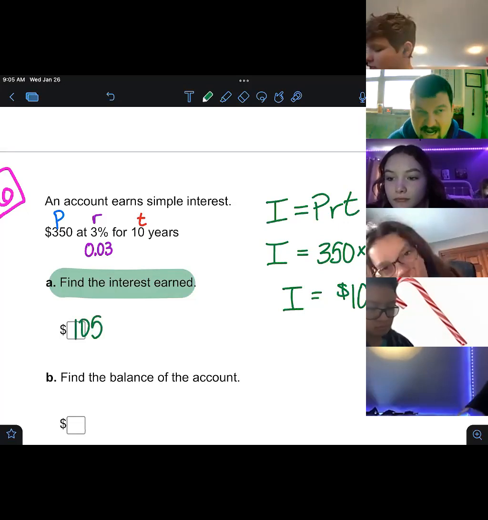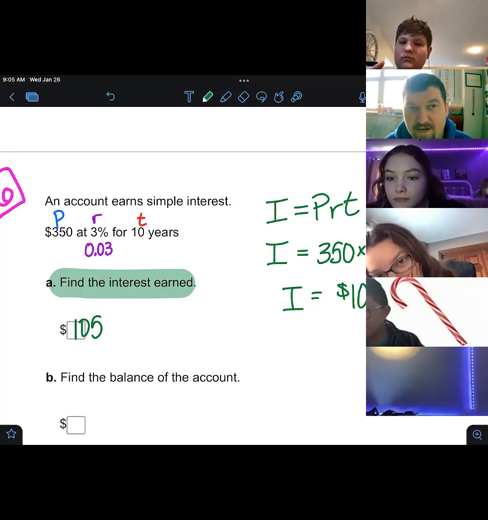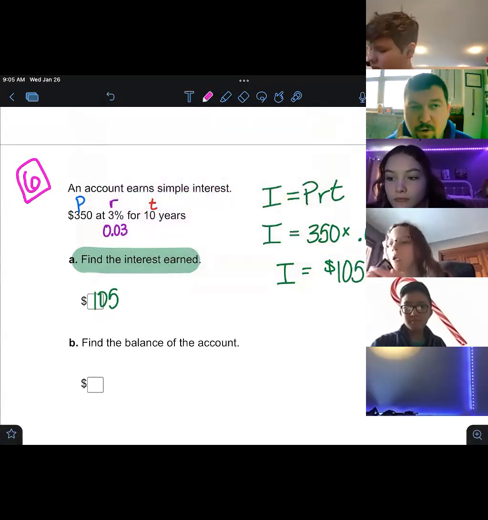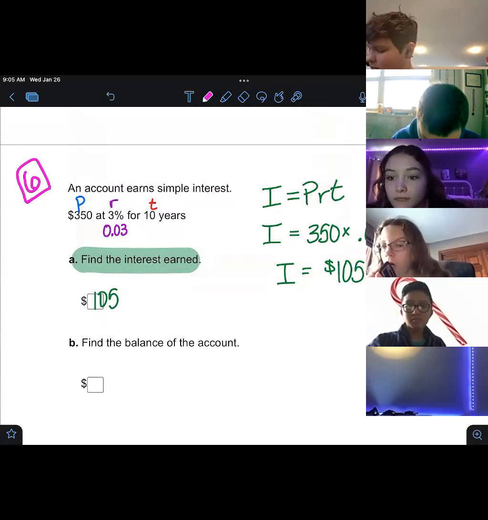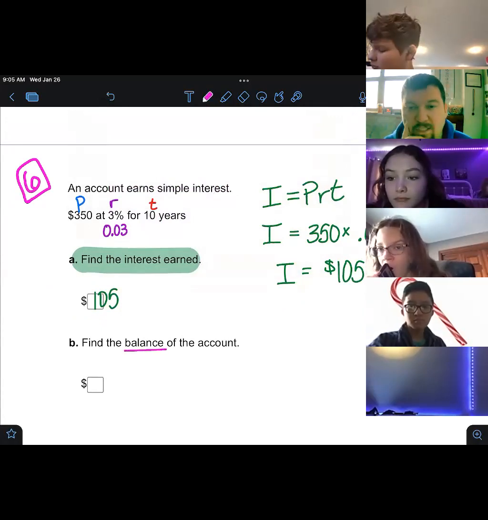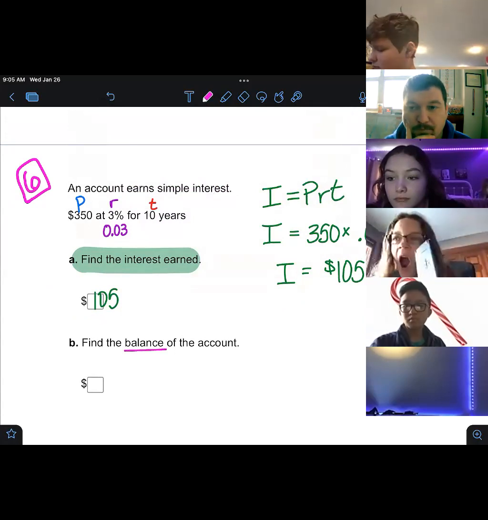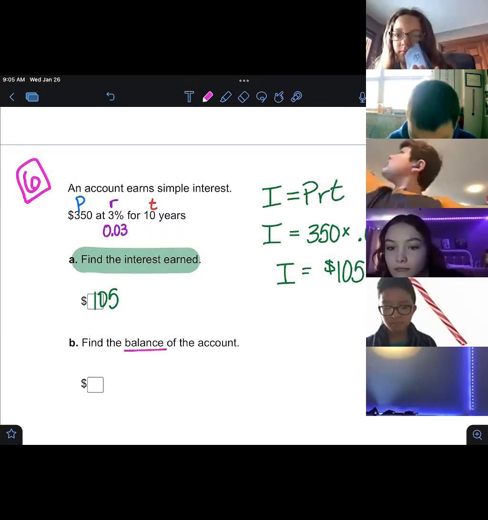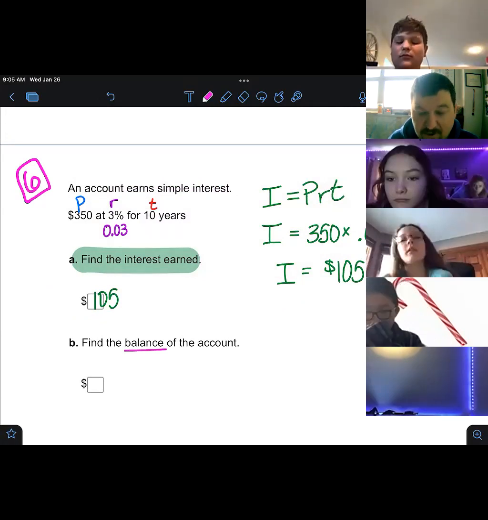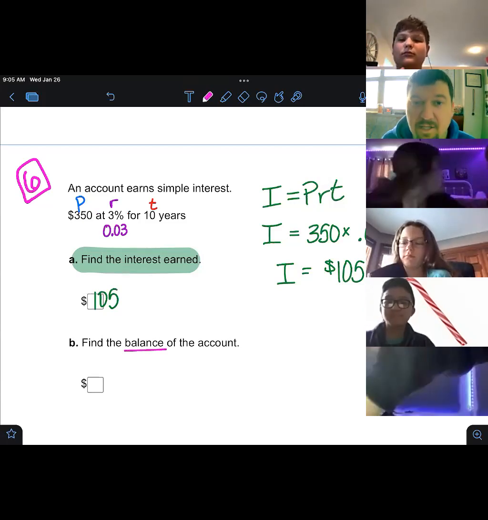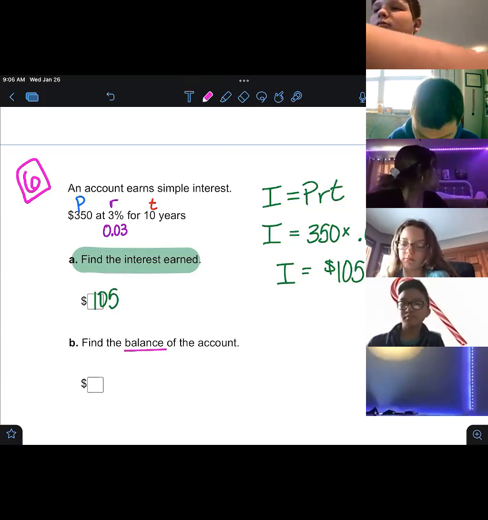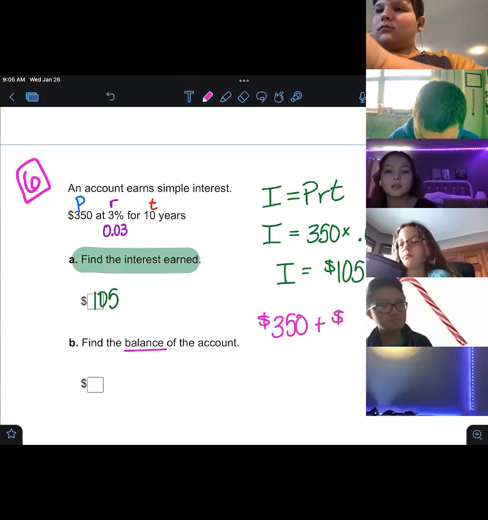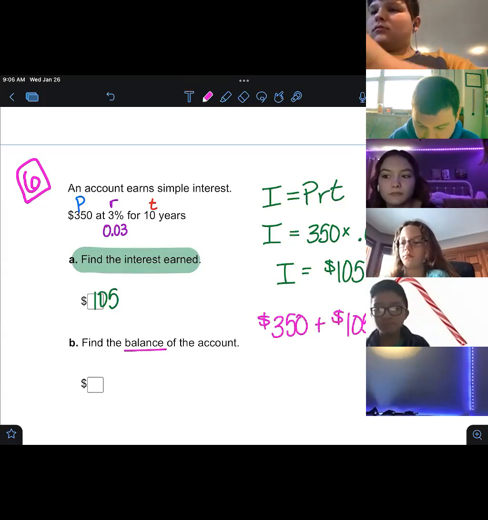If we're going to find out what our account balance is, we first have to start off by finding our interest. Now, who remembers how to find out what the account balance is then, once we know what the interest is? Add the interest with the principal. Yeah, exactly. Add that $105 interest on with the amount of money that we started the account with, $350, which is the principal. So take the 350, add the 105 onto that, and that's going to give your account balance.